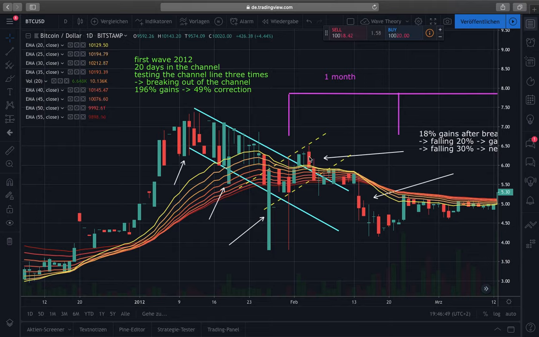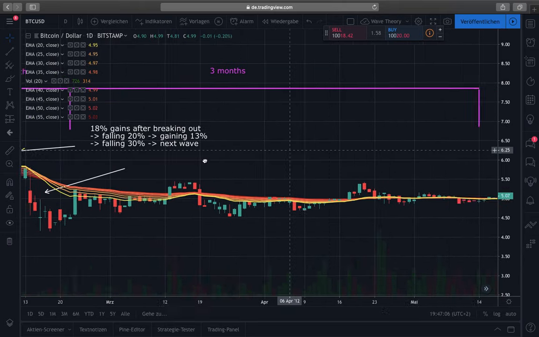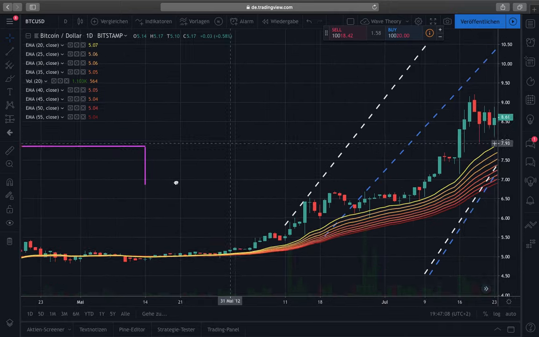And after breaking this main trend line, as you can see, we come down, move inside of this ribbon, and then we have this drop. We are below this ribbon, and then we start to move inside of this ribbon to the next wave. So this is very important. Let's go to the next wave.